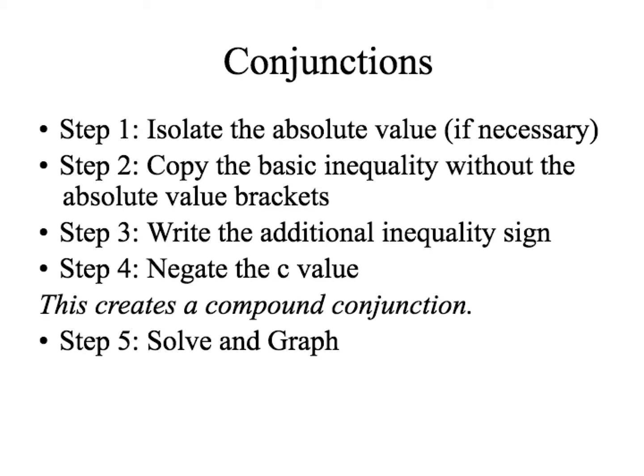Step 1, isolate the absolute value, if necessary. You won't have to do that all of the time. Step 2, copy the basic inequality without the absolute value brackets. Step 3, write the additional inequality sign. Step 4, negate the c value. This creates a compound conjunction. Step 5, solve and graph. I'm going to show you an example now. This is just the rules or the steps for conjunctions.